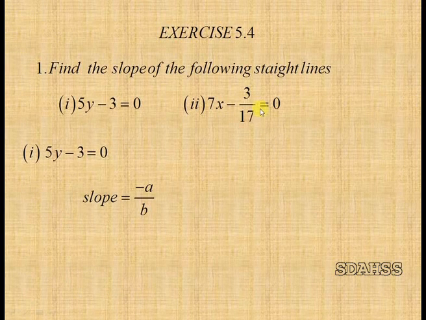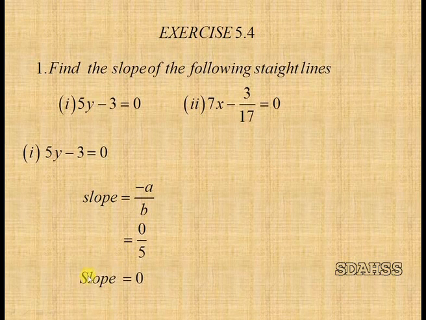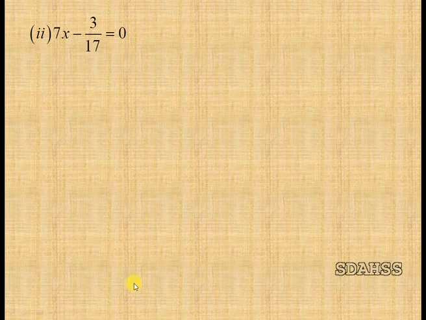Slope is equal to minus a by b. A means coefficient of x, b means coefficient of y. Here there is no x term, so coefficient of x is 0. Coefficient of y is 5. So 0 by 5, which means 0. So slope is 0.